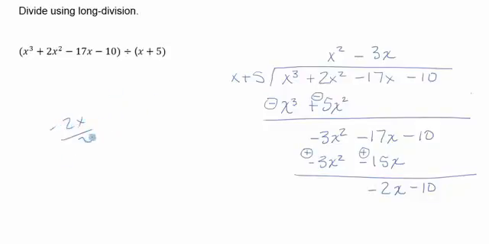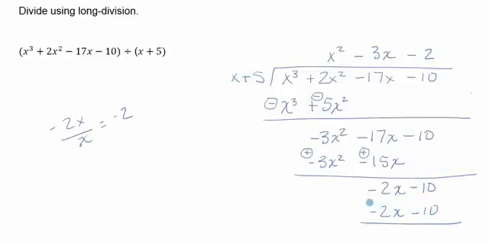Negative 2x divided by x is a negative 2. We'll put that in the constants column over there. And then negative 2 times x plus 5. Negative 2 times x is negative 2x. Negative 2 times 5 is negative 10.